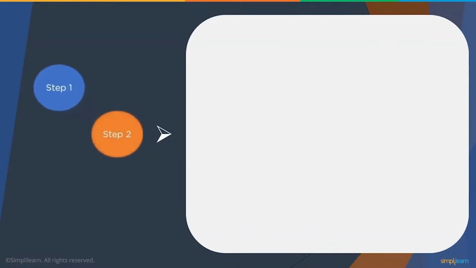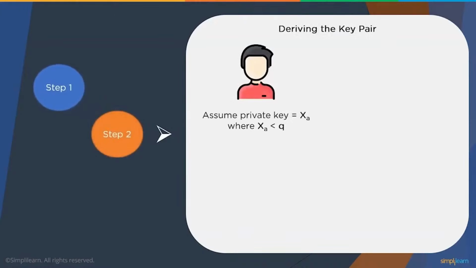Moving on to step 2, we have the deriving the key pair process. Let's say for the first user we assume the private key to be denoted by xa, where the xa's value should always be less than q. After we decide on the private key, the public key, which will be denoted by ya, can be calculated using the formula alpha to the power xa mod q.